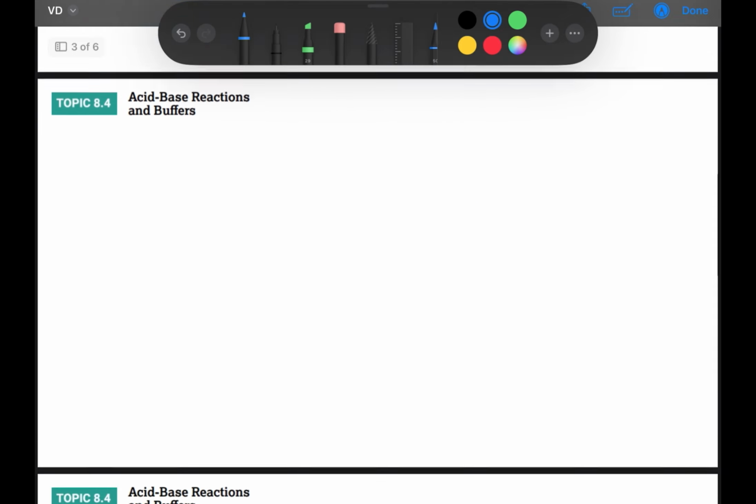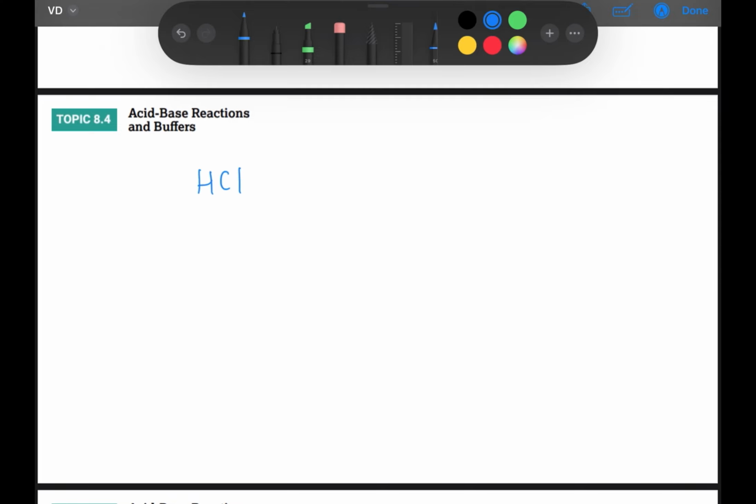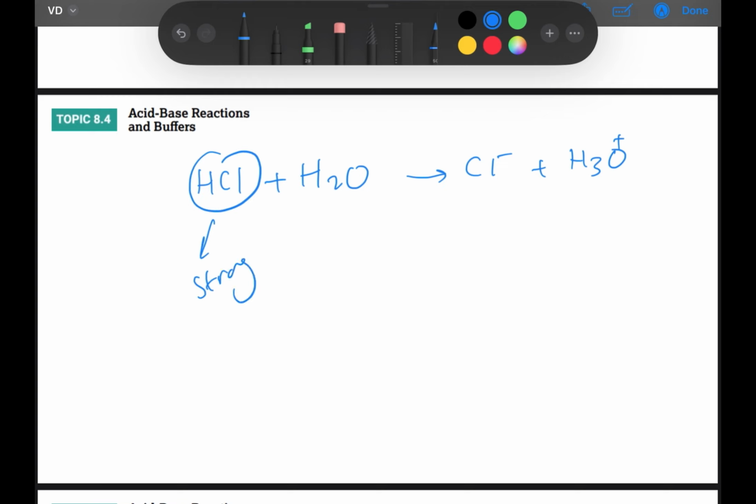I want to review with, for example, HCl. If it dissociates in water with H2O, it will produce Cl negative plus H3O positive. Since we have a strong acid or a strong base, they produce very weak conjugates that do not react with water. You can say whatever conjugates are produced from a strong acid or base have no effect on the pH of the solution. So at that point, we just stop. We don't make further equilibrium calculations for strong acids and bases.